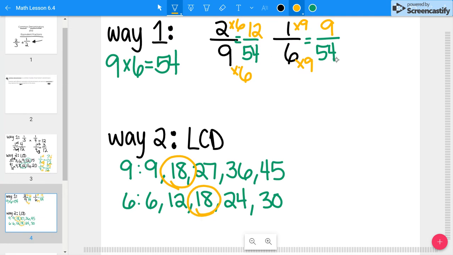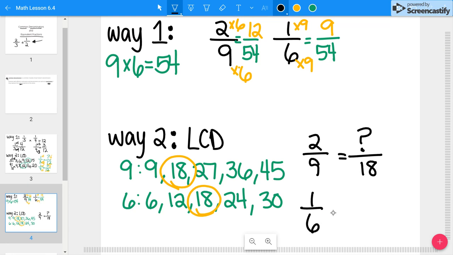Now, if you see up here with way 1, I had a 54. If I would have kept going with my multiples, I would have gotten to 54. But that's not the least common denominator. That's just a common denominator. 18 would be my least common denominator. So if I'm going to find my new equivalent fractions, I'm saying 2/9 equals something over 18. And now I'm going to go back to the 1/6. The 1/6 equals something over 18. So the 18 came from my list, from finding the least common denominator, the common multiple.